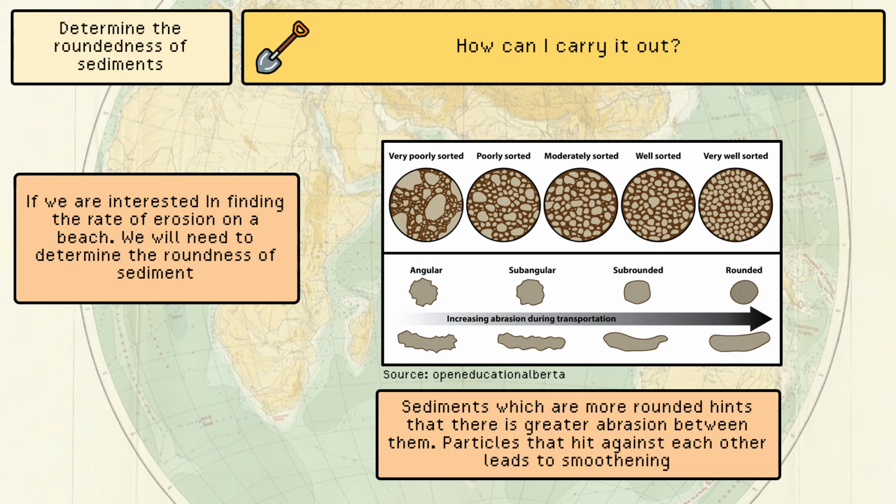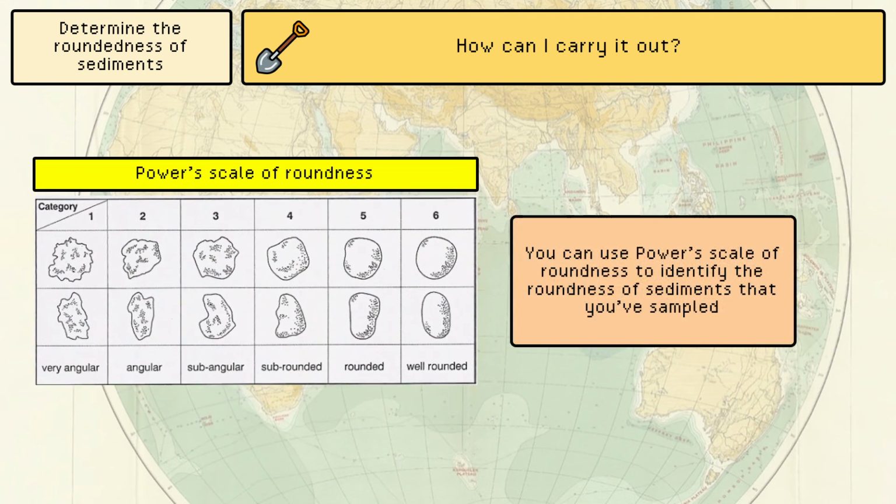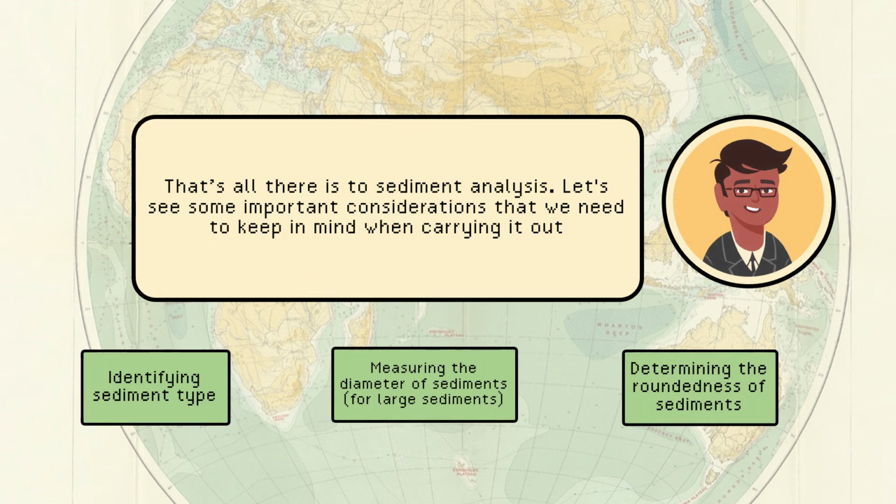Okay, so as sediments are more rounded, it hints that there is greater abrasion between them. Particles that hit against each other lead to smoothing of the sediments. You can also use the Powers scale of roundness to identify the roundness of sediments that you've sampled. By eyeballing the sediments or using a magnifying glass, you can identify whether they are very angular, and so on and so forth. And this can lead you to very logical conclusions about erosion happening at a particular location. So, very simple. That's all there is to sediment analysis.